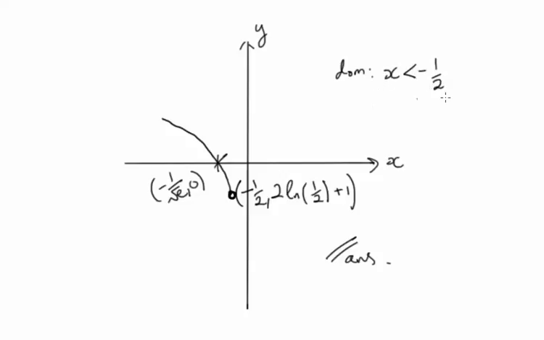Well, the range, I'm just going to doodle over this graph. The range is going to be from down here all the way to infinity. So how are we going to write that? We can say the range is y is greater than 2 natural log of a half plus 1. There we are, there's our domain and range.